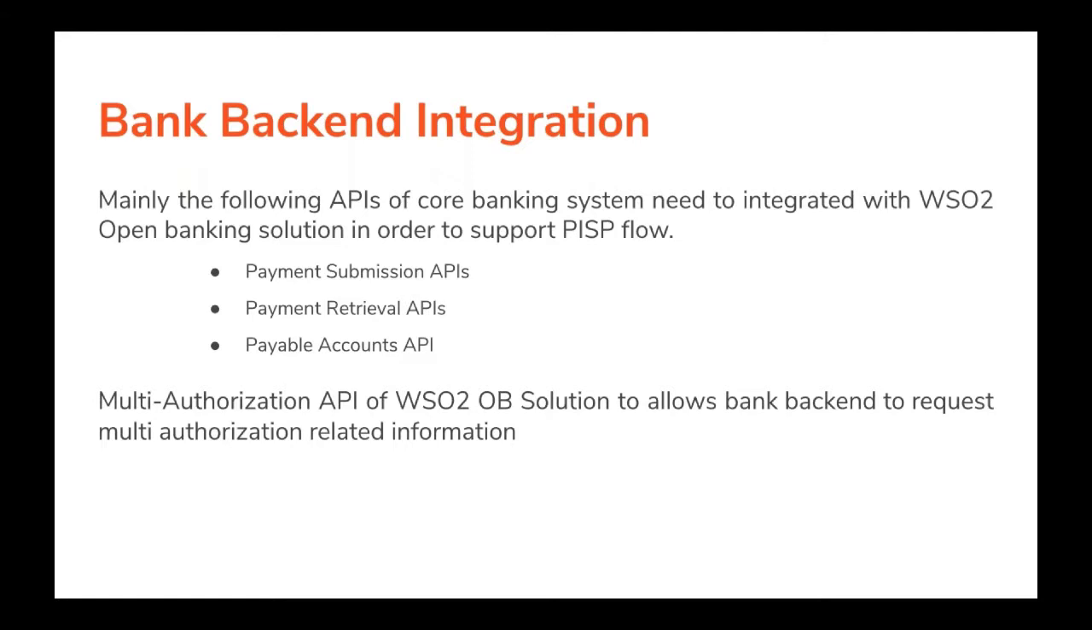So mainly the following APIs of the core banking system have to be connected to the WSO2 open banking solution in order to support the PISP flow. The first two, the payment submission API and payment retrieval API, are coming from the OB standard. And then we have the payable accounts API.